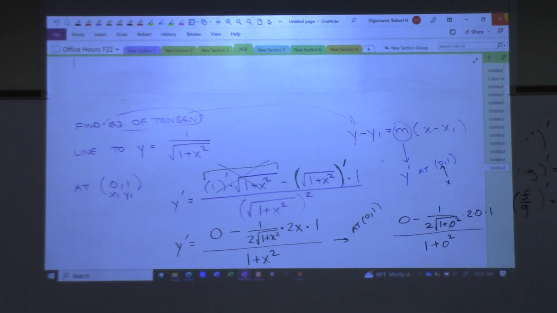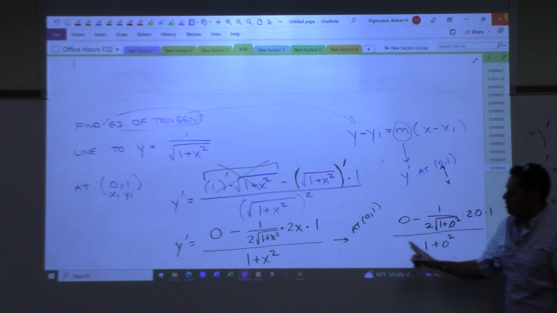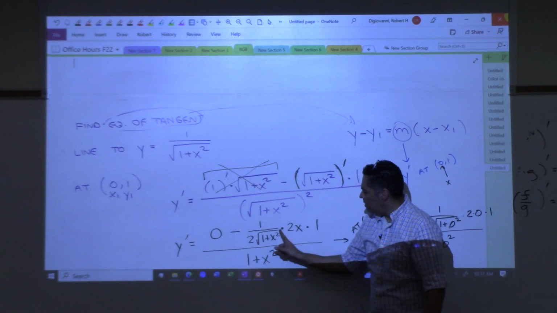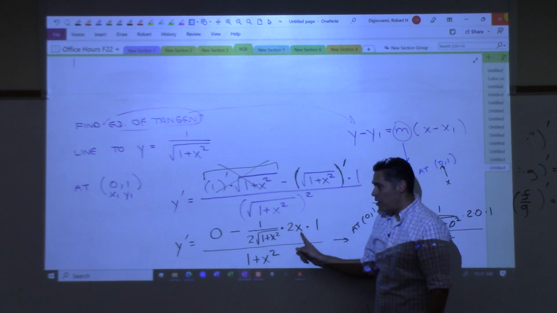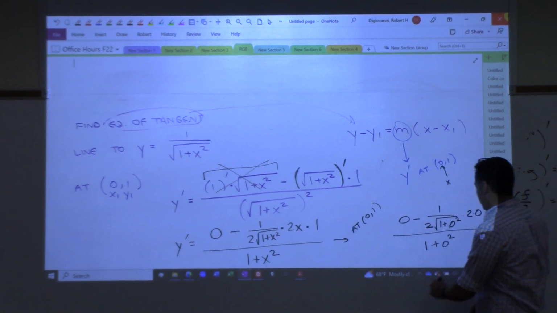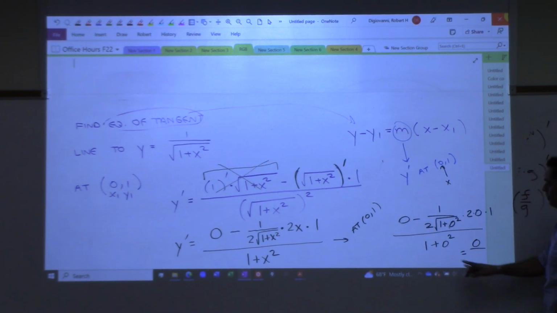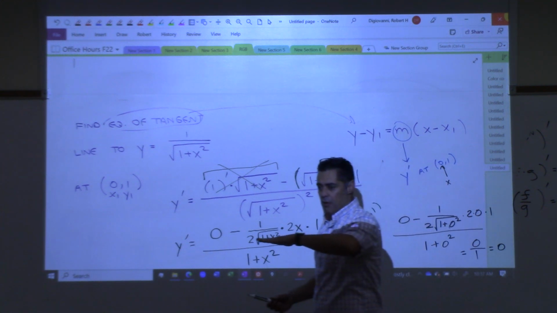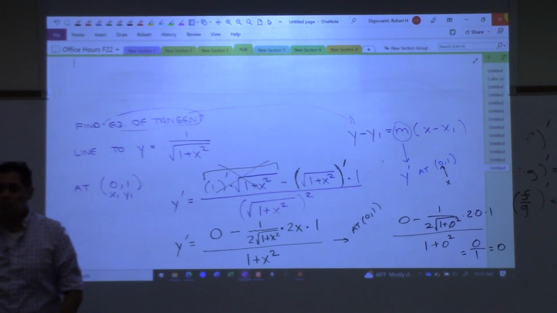Can y'all tell what you get on top? This becomes 1/2, but then you have 2 times 0, so all that's going to be 0. 0 minus 0 is 0, so you have 0 on top. And what about the bottom? 1. 0 divided by 1 is 0. So your slope is 0. You should have a horizontal tangent line.